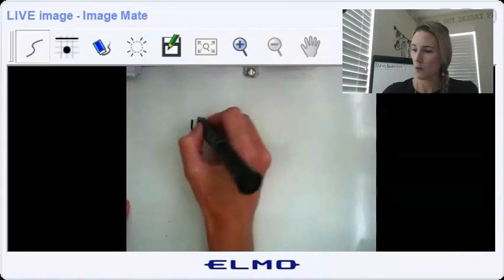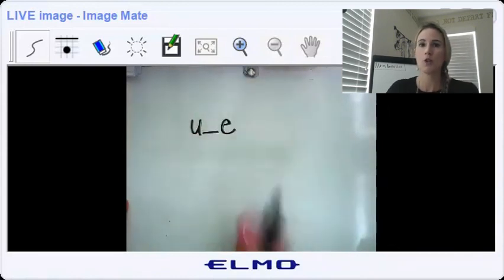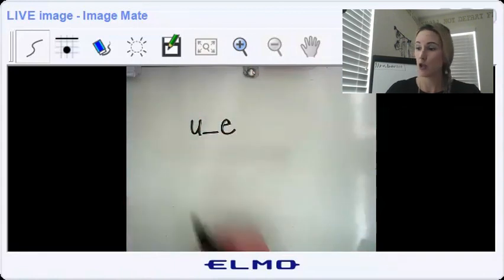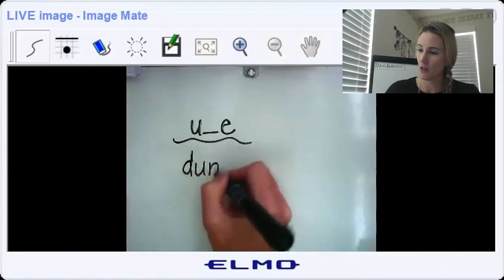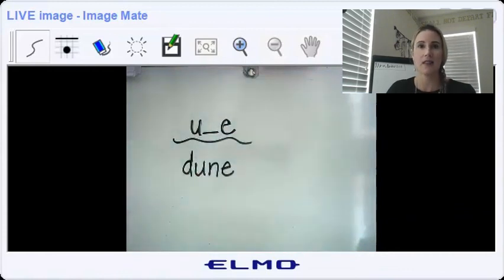And then finally, we have words that will have your long U. And in this story, it's taking place at the sand dunes. So dunes are hills made from sand, and that's the setting for your story this week. So you'll be practicing with these words and being able to read and spell these words with your long vowel sounds.